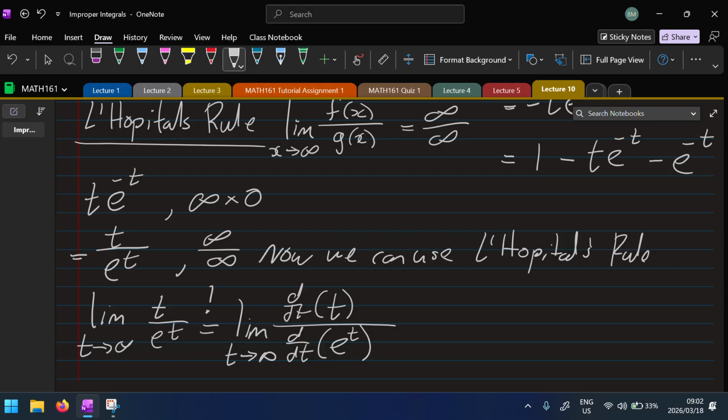So let's do the derivative. Then we take the limit and see what we get. So this is going to be the limit as t goes to infinity. The derivative of the top is 1. The derivative of the bottom, that just stays the same. Now, when t goes to infinity, the bottom goes to infinity, the top stays 1, so this goes to 0. And we don't have to do L'Hopital's rule again. Once we know the limit value, we stop there.